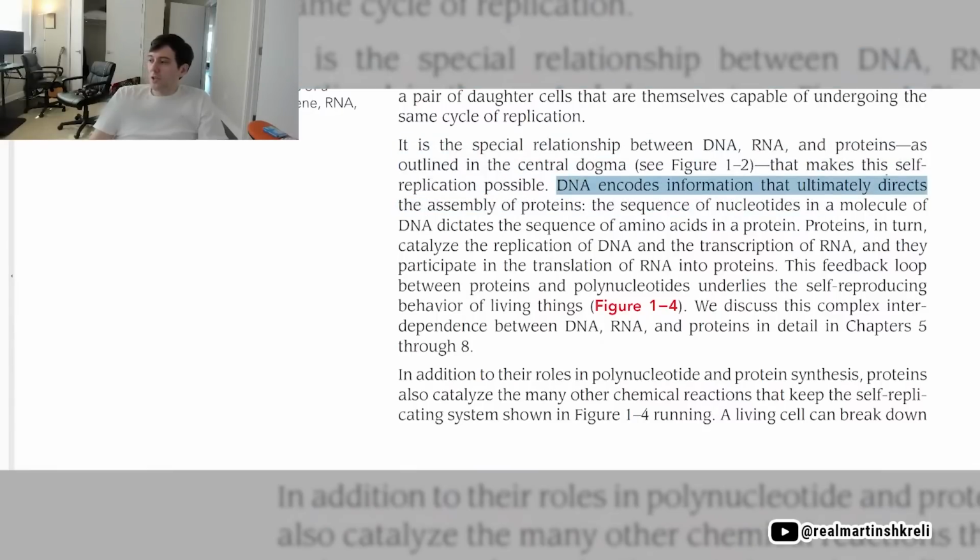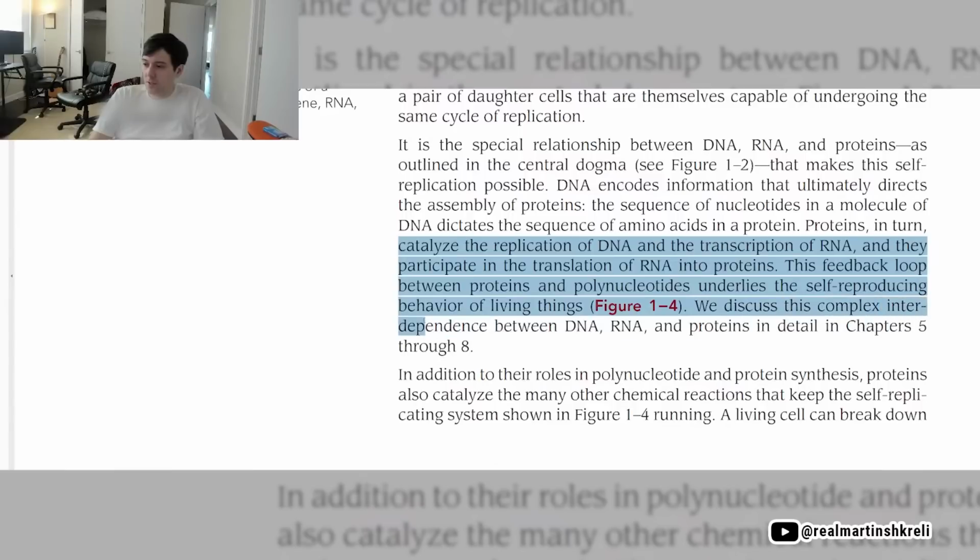DNA encodes information that ultimately directs the assembly of proteins. The sequences of nucleotides in a molecule of DNA dictate the sequence of amino acids in a protein. Proteins, in turn, catalyze the replication of DNA and the transcription of RNA, and they participate in the translation of RNA to proteins. This feedback loop between proteins and polynucleotides underlies the self-reproducing behavior of living things. We discuss the complex interdependence between these 3 actors in detail in chapters 5 through 8.